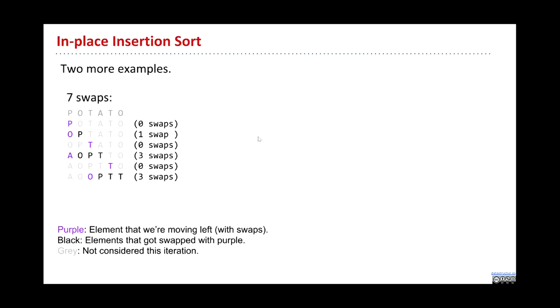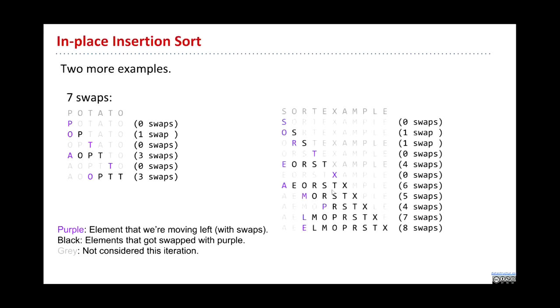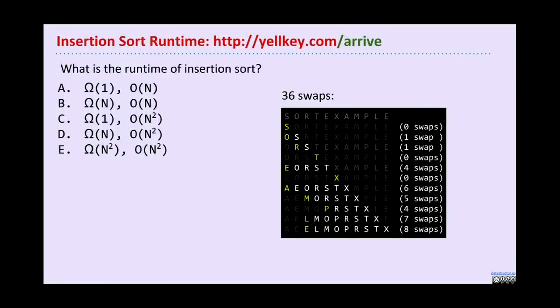Another bigger example, this one's just out of the optional algorithms textbook, we have sort example. If you sort this, the S doesn't move, the O moves 1, the R moves 1, the T doesn't move, E moves to the front. That's 36 total swaps. So question for you, what is the runtime of insertion sort?